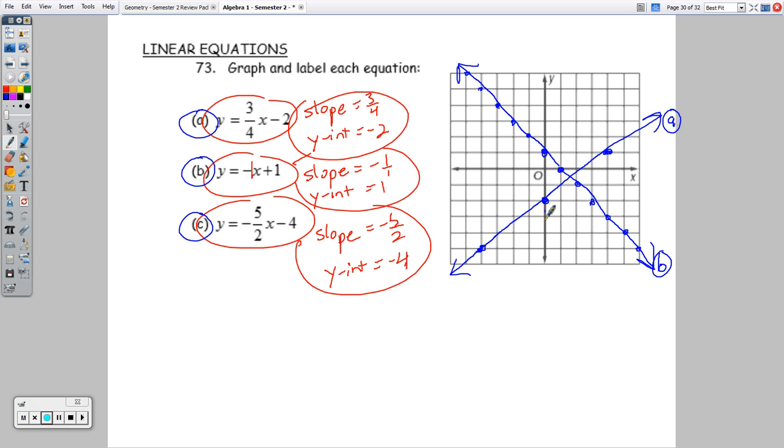1, 2, 3, 4. And then down 5, right 2. If you went down 5, you'd go off the graph. So if we go up 5 instead, 1, 2, 3, 4, 5, and left 2, that does the same thing. 1, 2, 3, 4, 5 gives us the same line. And that would be line C.